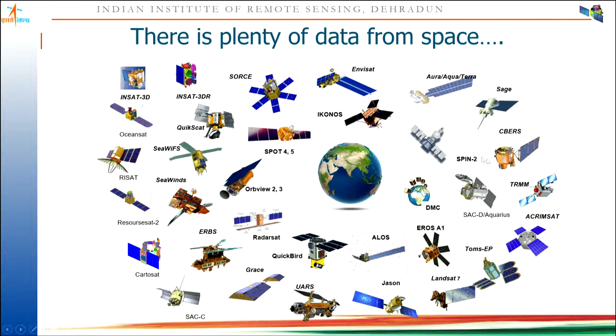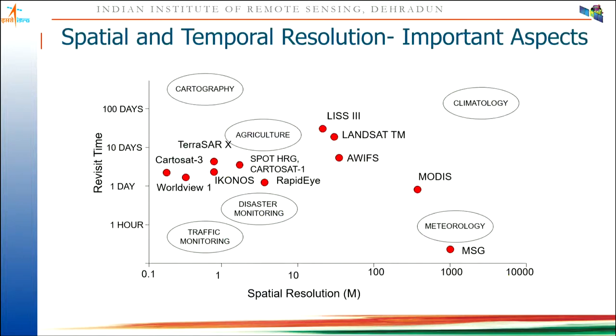Not only from ISRO, but other space agencies are also launching their own satellites, and these satellites are sending data at different resolutions: spatial resolution, temporal resolution, spectral, and also different radiometric resolution. I am not going into detail on how spatial and temporal resolution are important, especially for the geocomputation techniques, because our data is changing with respect to time.